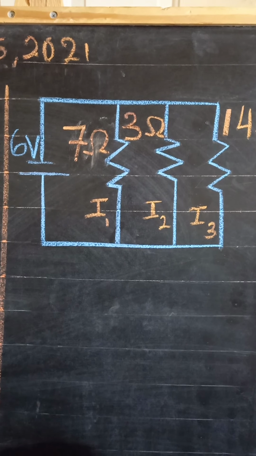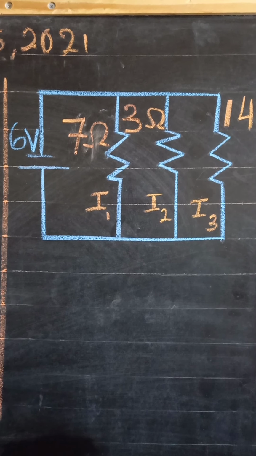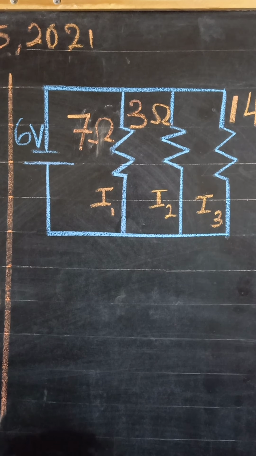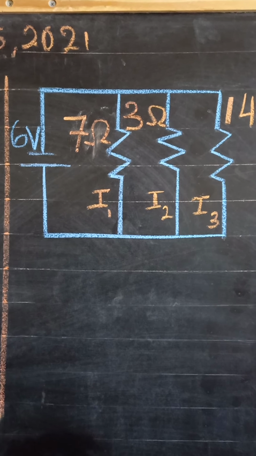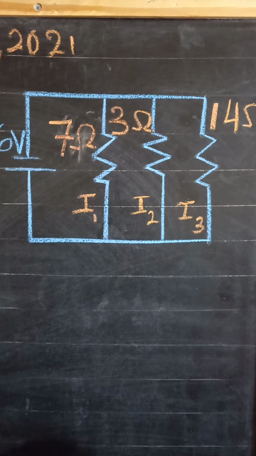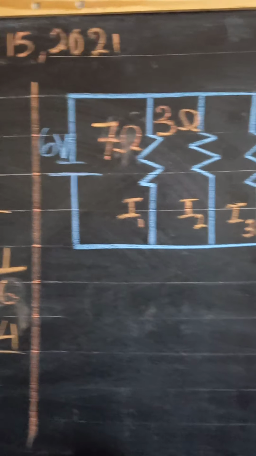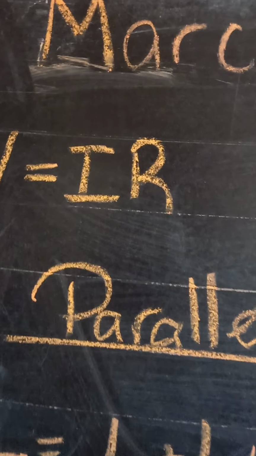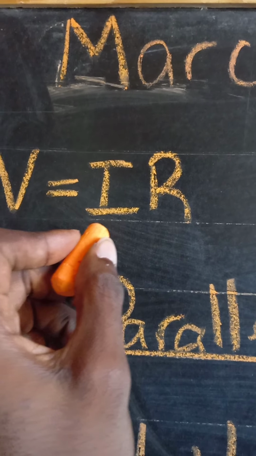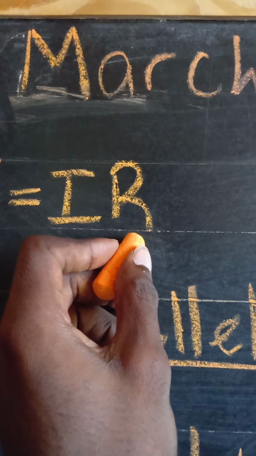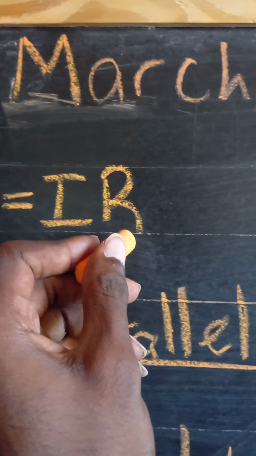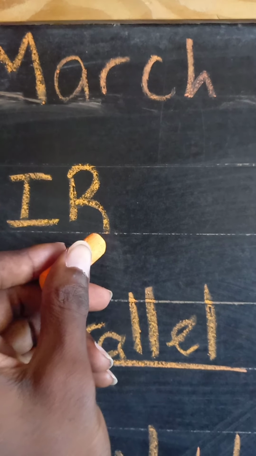Suppose we were asked to calculate the total current in this circuit, and after that calculate I1, I2, and I3. Let us do that. If we remember from Ohm's law, total voltage is equal to total current times total resistance, or the voltage in a branch is equal to the current in the branch times the resistance in that branch.